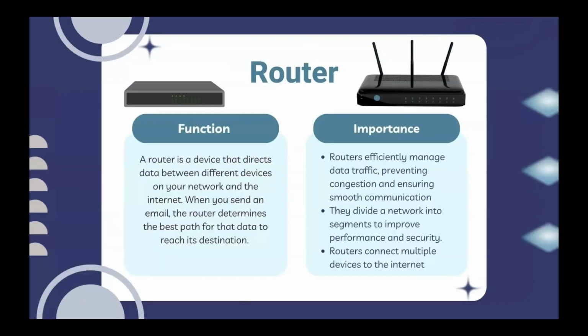So now we're going to talk about a router, what it is, and its functions and importance. A router is a device that directs data between different devices on your network and the internet. When you send an email, the router determines the best path for that data to reach its destination. Routers efficiently manage data traffic, preventing congestion and ensuring smooth communication. They divide a network into segments to improve performance and security. Routers connect multiple devices to the internet. And the pictures on the screen show what a router looks like.